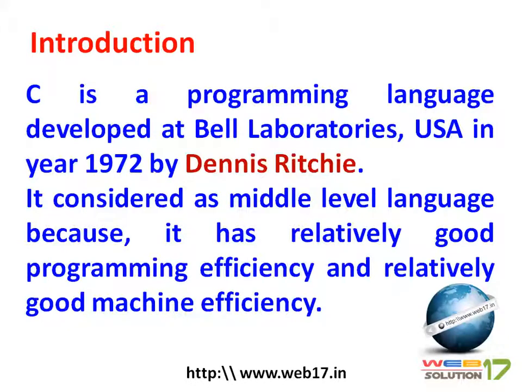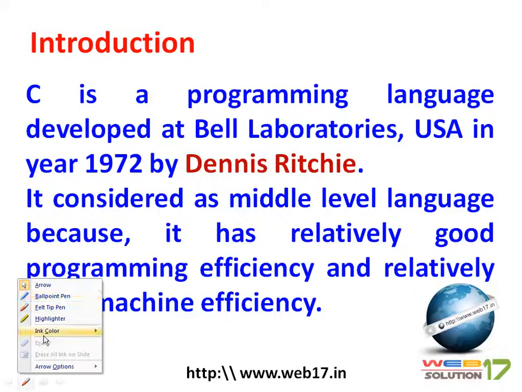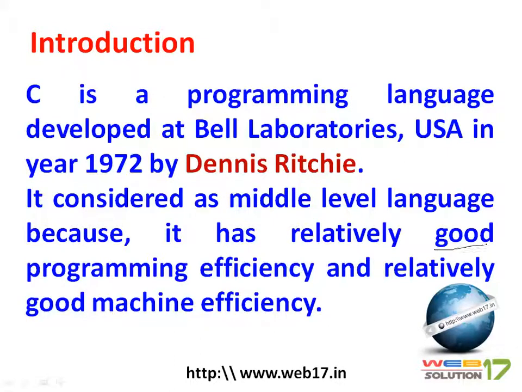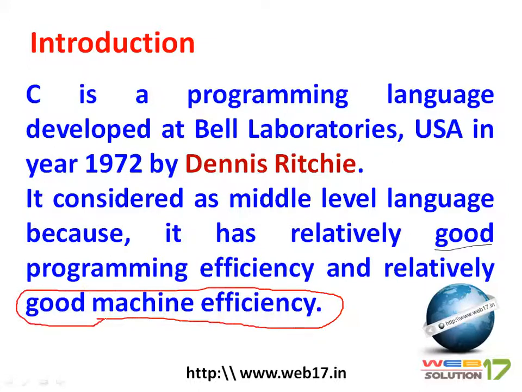C is a programming language developed at AT&T Bell Laboratories, USA in year 1972 by Dennis Ritchie. It is considered as a middle level language because it has relatively good programming efficiency, and relatively good machine efficiency. That's why it comes in middle level.